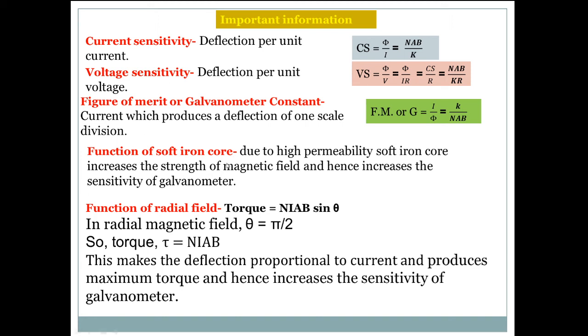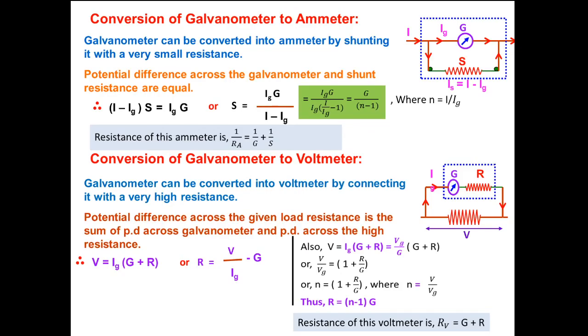Now the function of soft iron core. Soft iron core having high permeability increases the strength of magnetic field, that is B, and hence increases the sensitivity of galvanometer. Now the radial magnetic field. For the radial magnetic field, theta equal to pi by 2, so the torque is maximum. And also this makes deflection proportional to the current, and hence increases the sensitivity of galvanometer.